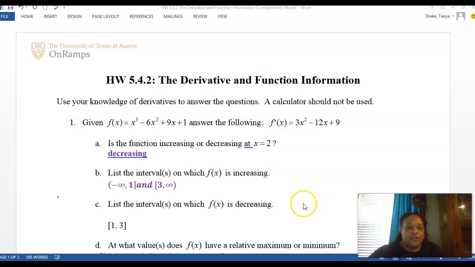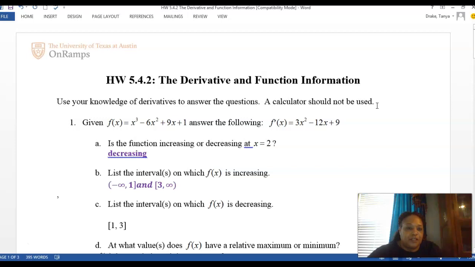Hi students, I thought I'd give you some help over 5.4 derivatives. It says to use your knowledge of derivatives to answer this question, and a calculator should not be used. Well, you can use a calculator. I'm going to show you how to do this on Desmos.